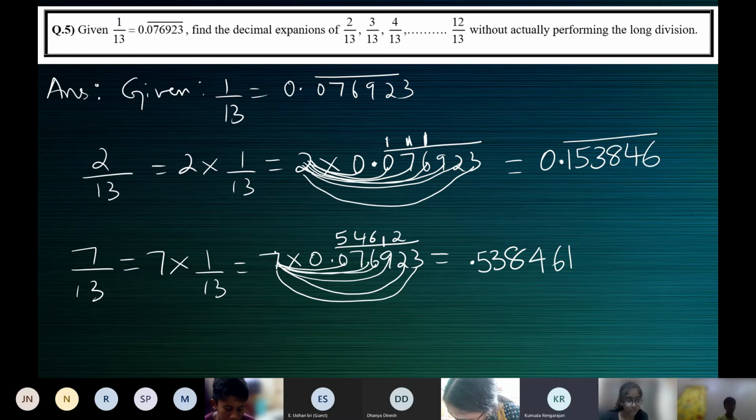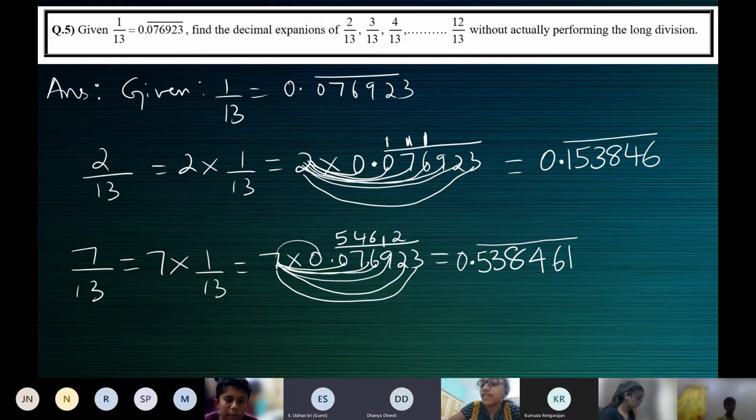Point 0, ma'am. Then 7 into 0, we are multiplying. We are not writing it as it is. 7 into 0 is 0. And put a bar on top of all these digits. Class, is it understood? Yes, ma'am.